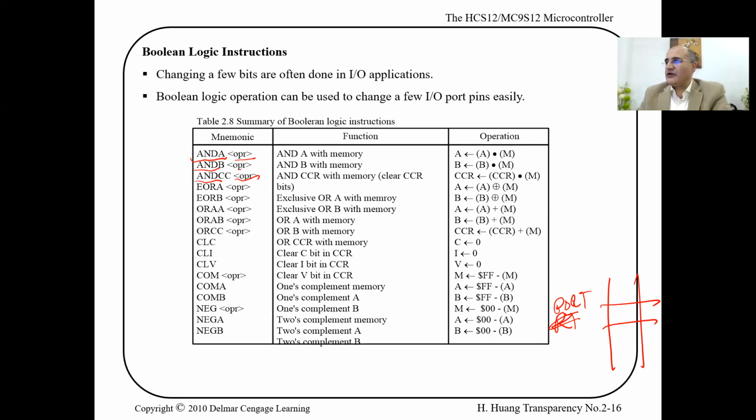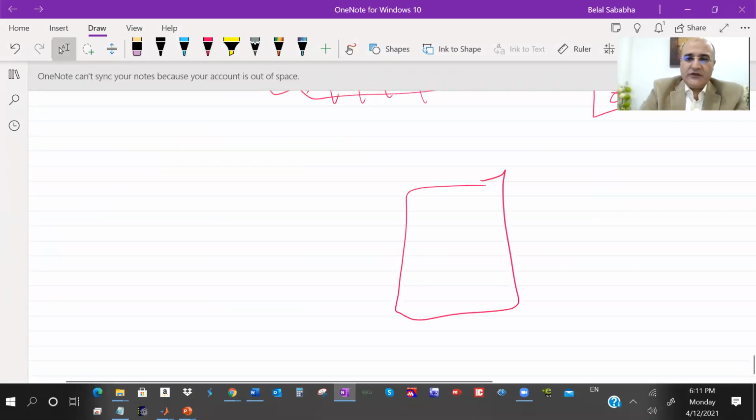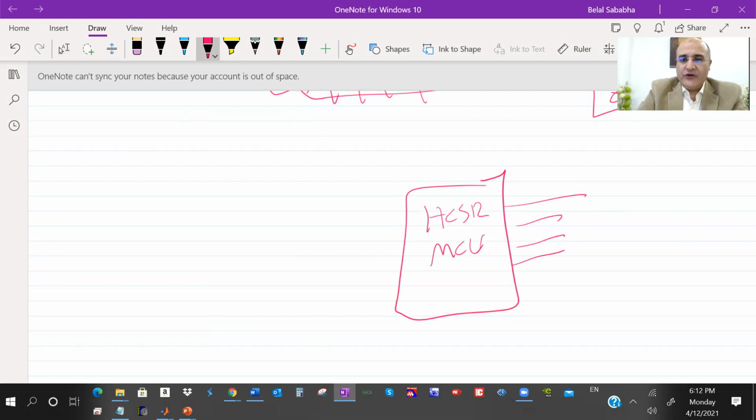I have a CPU here, a microcontroller. I have a microcontroller unit here, HCS12 microcontroller unit. I have port A, 1, 2, 3, 4, 1, 2, 3, 4. So this is port A 0, port A 1, port A 2, until port A 7. And in here we have a set of LEDs.